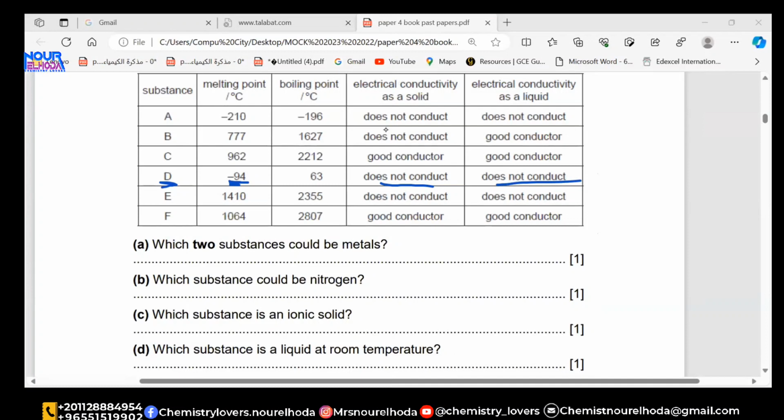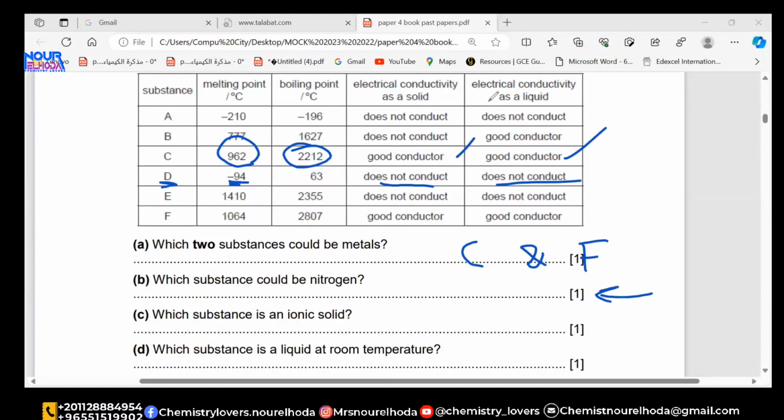Bravo, all of you answered it correctly. C and F, bravo. Why C and F? Because both of them have high numbers. Correct. That's true. And at the same time they conduct electricity all the time, both solid and liquid, they're going to conduct all the time. Correct. Now which substance could be nitrogen?